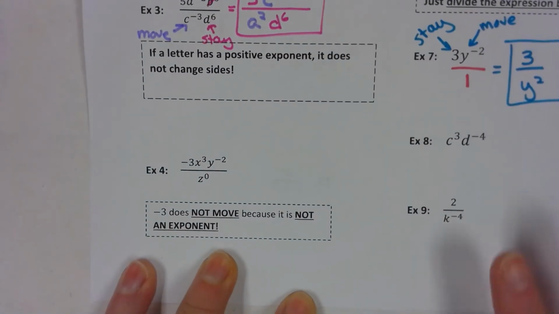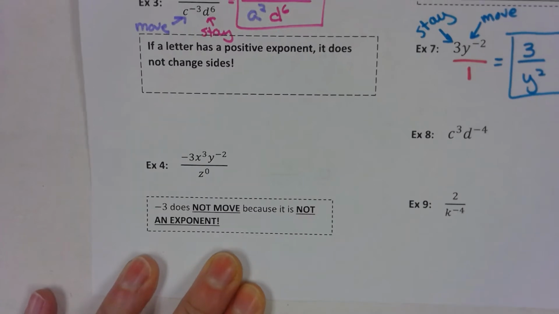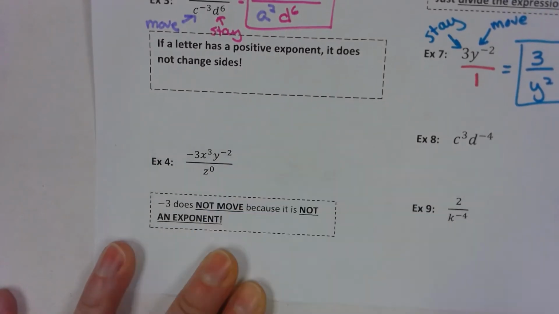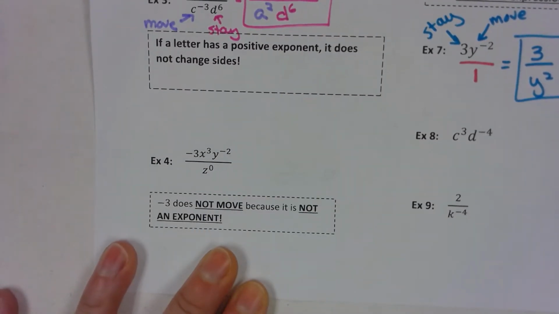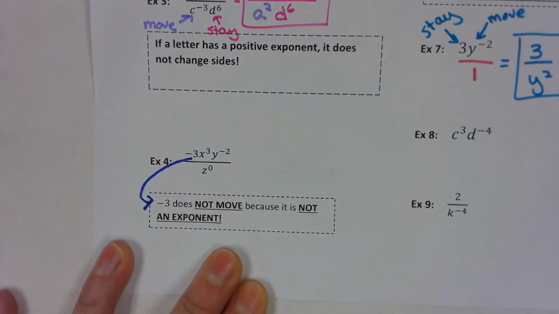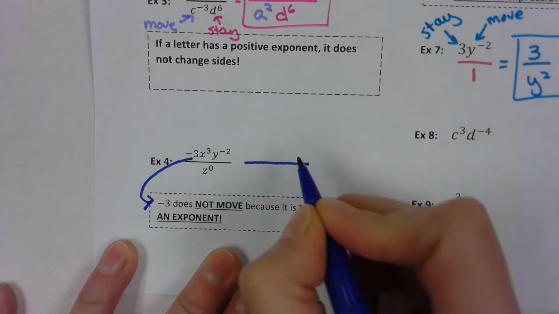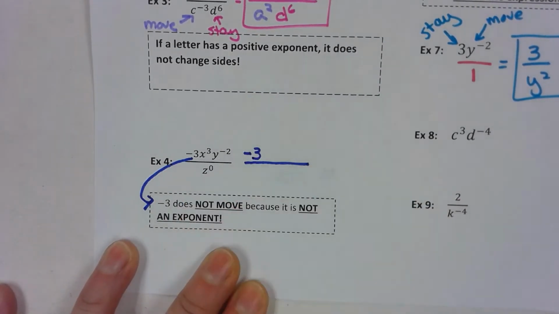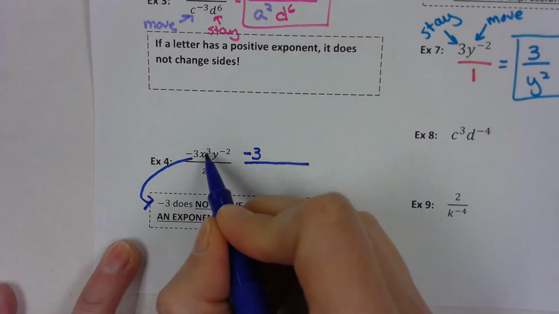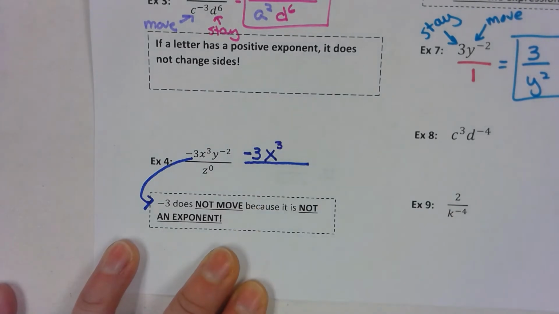Example 4. A common mistake on this problem is a lot of people are very tempted to move the negative 3 because they get used to moving negative exponents. But negative 3 is not an exponent, so it does not move. It would stay right where it was on the top part of the fraction. Now, x to the 3rd power also already has a positive exponent, so I would go ahead and leave it on the top where it already was.